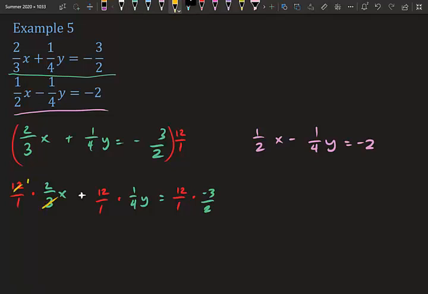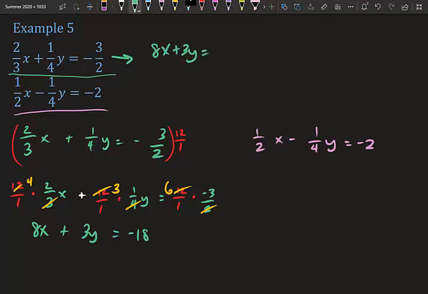So 12 divided by 3, we're left with 4. 12 divided by 4, we're left with 3. And 12 divided by 2, we're left with 6. So we have 4 times 2x is 8x, plus 3 times 1y is 3y, equals 6 times negative 3 is negative 18. So that's our new equation we're going to work with: 8x plus 3y equals negative 18. Much easier to work with.